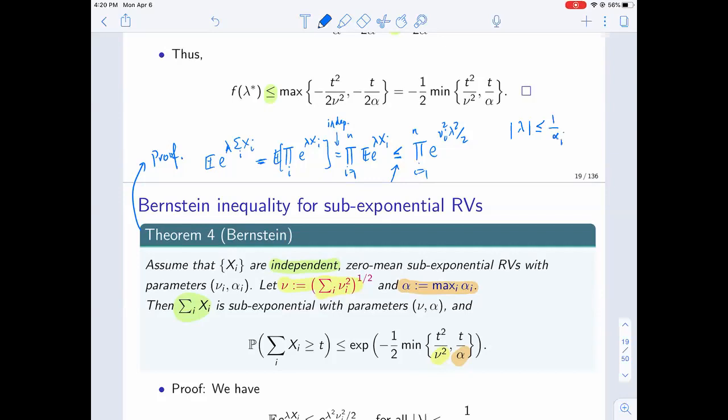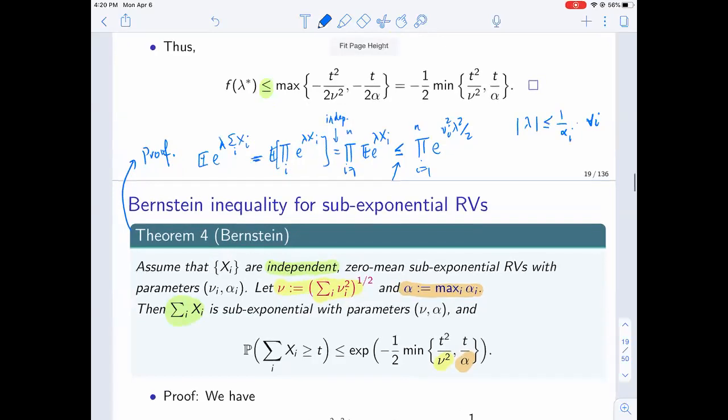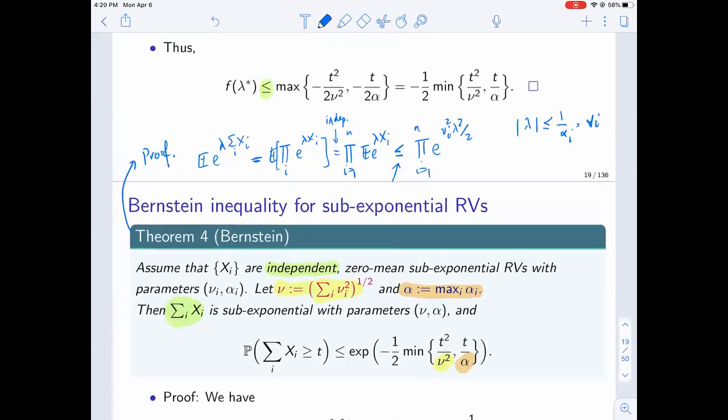Yeah, so you can say that will also apply max over alpha. Yes, so I need lambda to be less than 1 over alpha i for all i, so that I can use this inequality for all i. And this is equivalent to lambda being less than or equal to the minimum of 1 over alpha i, or 1 over the maximum of alpha i. And so this is going to be my new alpha.